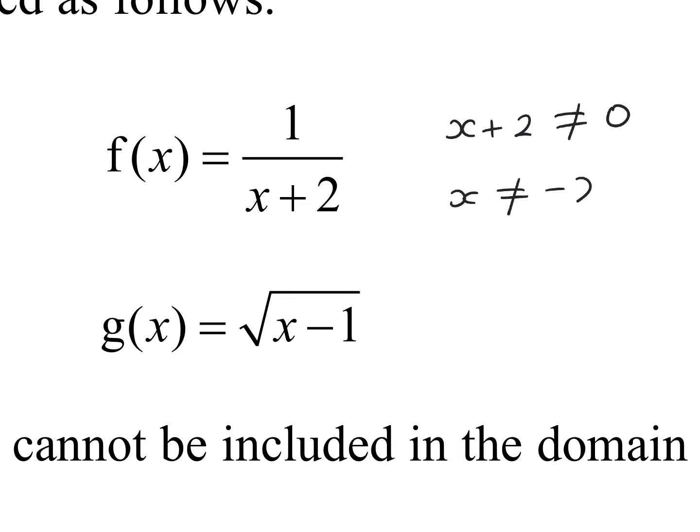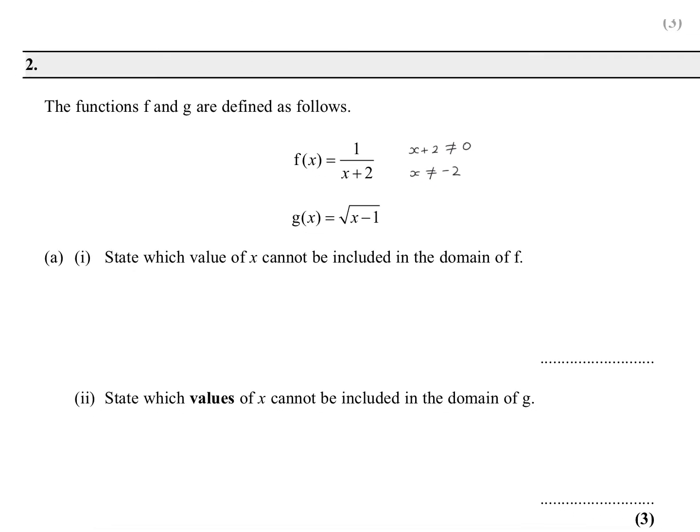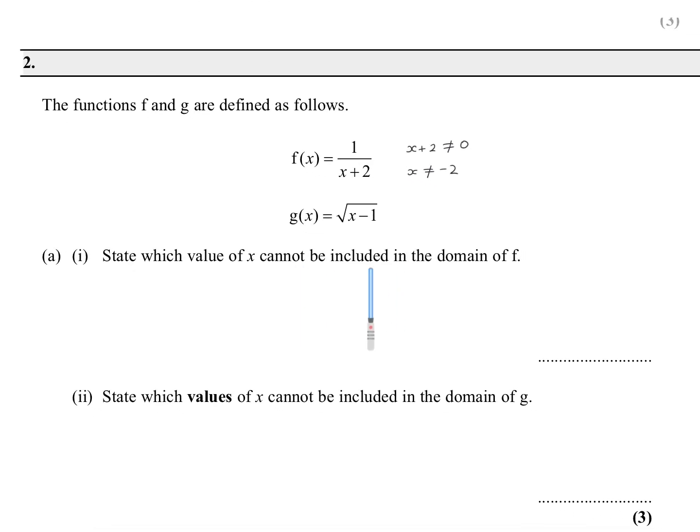Negative 2. So here we go. So for f of x, state which value of x cannot be included in the domain of f. It means x cannot equal negative 2. Because if x did equal negative 2, this would make the denominator 0. And that is not allowed. So the domain actually means what values of x can we input. In our case, we could put in any value apart from minus 2.